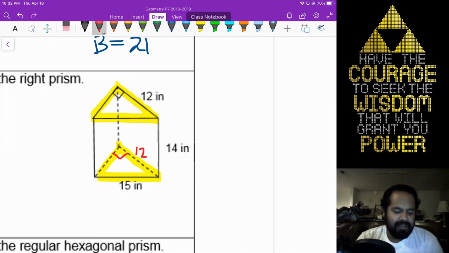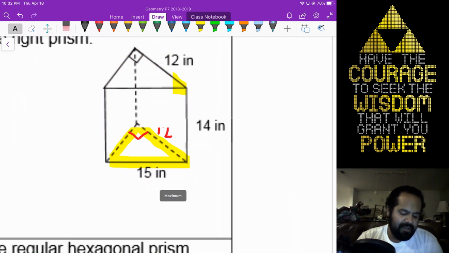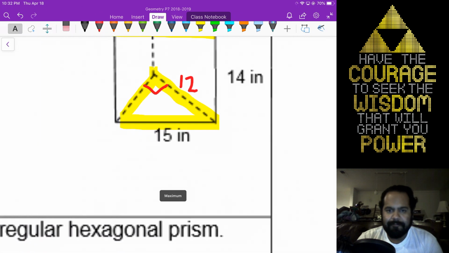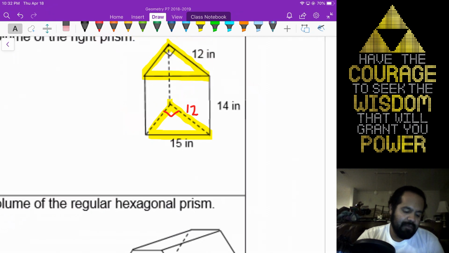So in order to find my lateral area, I'm going to write the formula out: lateral area equals the perimeter of the base times the height. Well, all right, let's count all the way around. We have a problem. We don't have all 3 sides of that triangle. And don't you dare even think about using that 14 for the perimeter. We don't know how long this is.